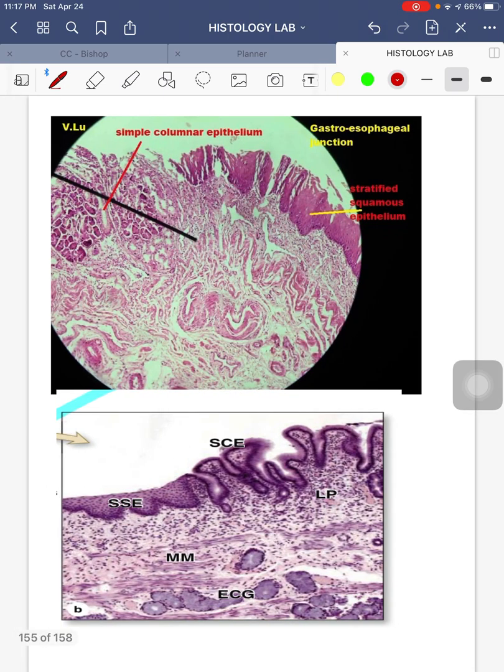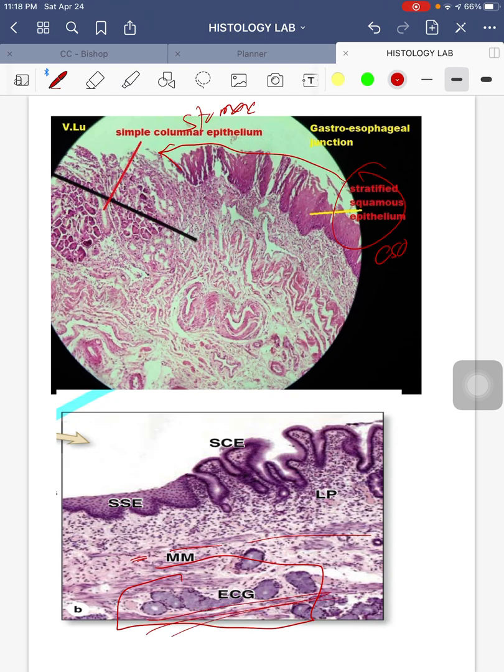So here also is another picture taken from the actual lab. So again, stratified squamous going to simple columnar, esophagus going to stomach. Okay, and then one thing I want to also emphasize here is that you can also appreciate your cardiac glands, or your mucous esophageal cardiac glands, which is here. Okay, it's already in the submucosal area, because here is the muscularis mucosae, it's still part of your tunica mucosa.